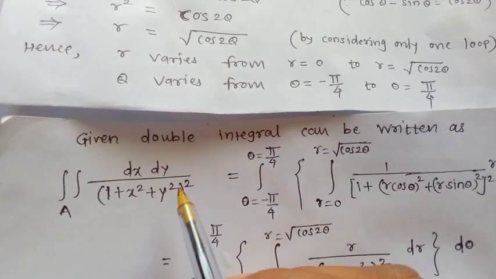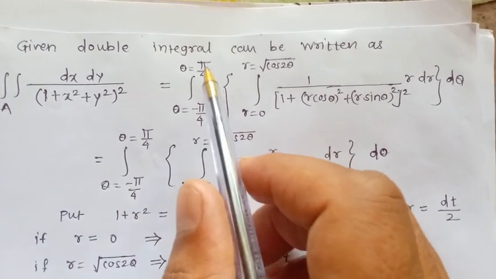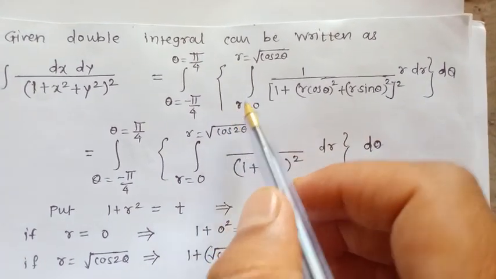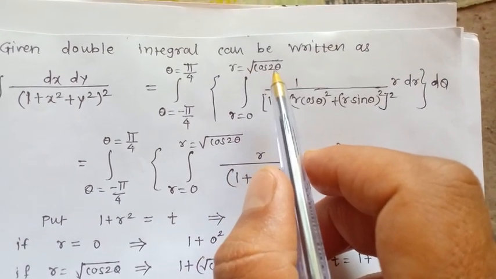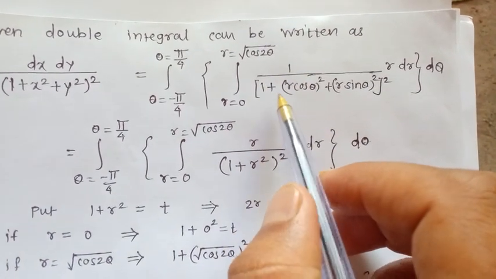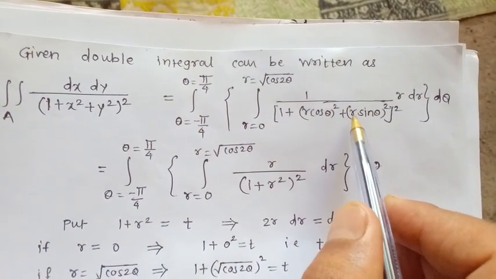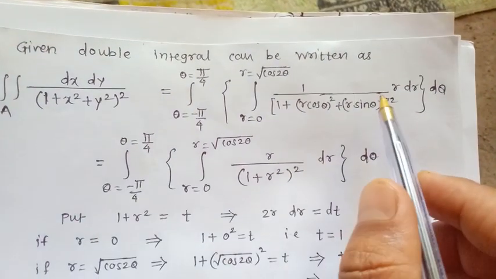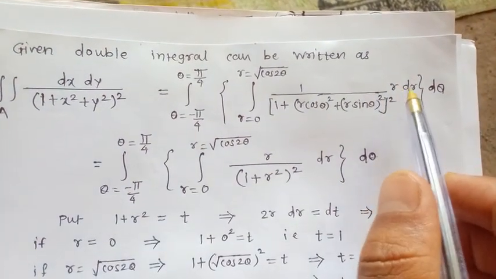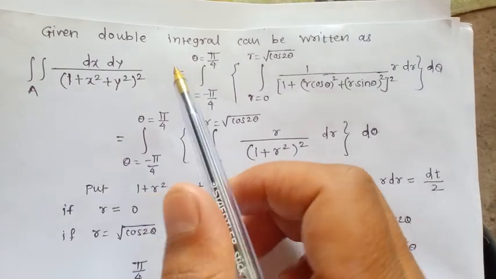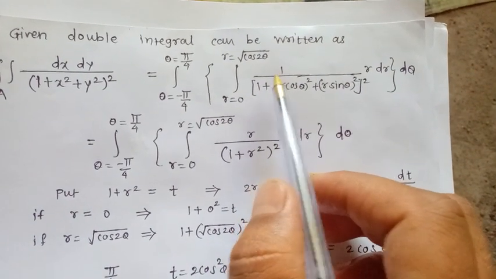(1 plus x square plus y square) whole square equals the integral from the constant limit theta equals minus pi by 4 to pi by 4, in the curly bracket, the other integral is from r equals 0 to r equals square root of cos 2 theta of 1 upon (1 plus (r cos theta, that is the value of x) square plus (r sin theta, that is the value of y) square) whole square, into the value of dx dy, which is nothing but r dr d theta. Now we can observe our whole Cartesian system converted into the polar coordinate system.